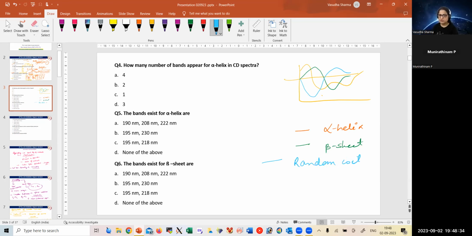Now see the plot. This plot is ellipticity versus wavelength, which we talked about in the earlier week session. So now tell me how many bands are possible or appearing for the alpha helix structure in CD spectroscopy. Firstly, identify which one is the alpha helix structure in this particular graph. Is this orange, green, or blue? First, answer my question: in this graph, the alpha helix I have drawn, I'm highlighting it with red.